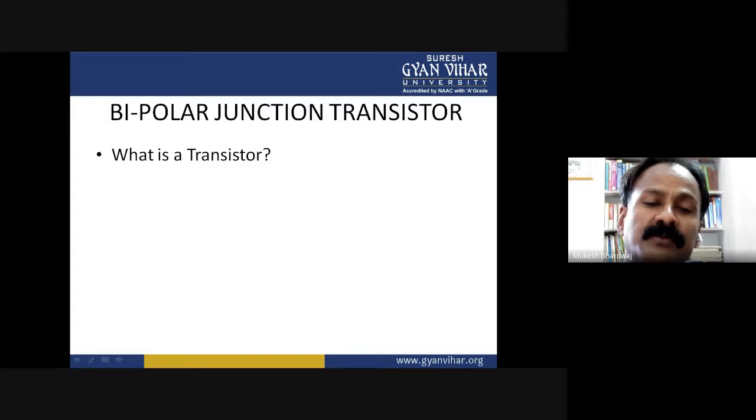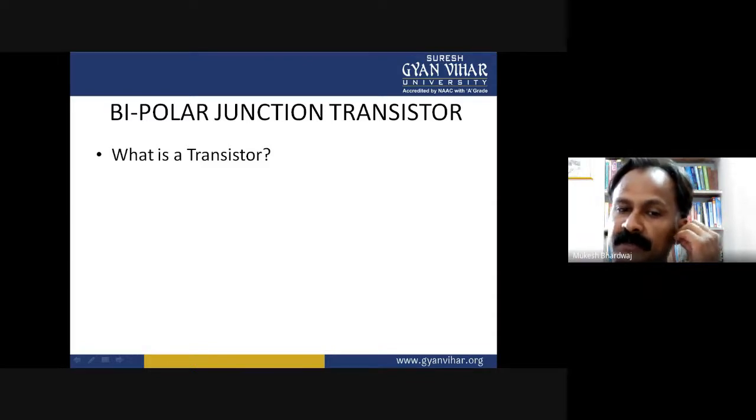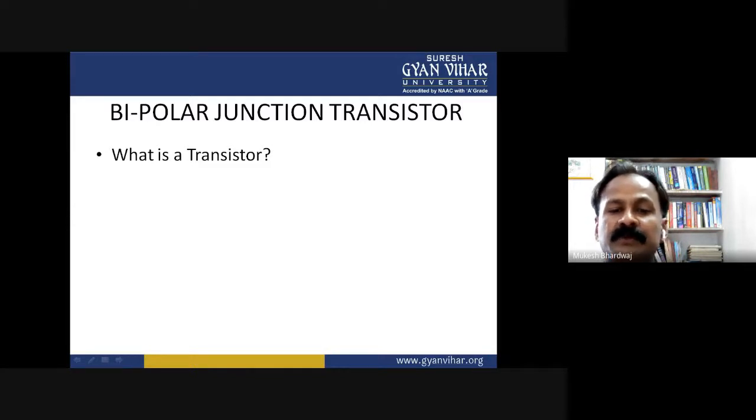So, if I just talk about the brief history of the transistor, Austro-Hungarian physicist Julius Edgar Lilienfeld proposed the concept of the field effect transistor in 1926, but it was not possible to actually construct a working device at that time. The first working device to be built was the point contact transistor, invented in 1947 by American physicists John Bardeen and Walter Brattain while working under William Shockley at Bell Labs.